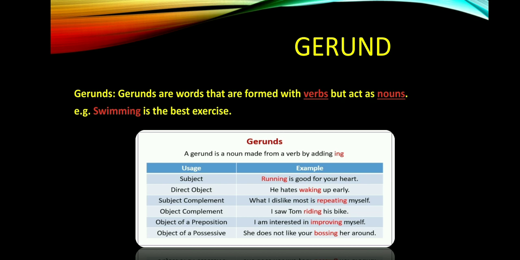Next sentence, I am interested in improving myself. Here once again it is supporting the object. Next is object of a possessive. She does not like your bossing her around. Here object. So object is a possessive pronoun that is being supported by this bossing.